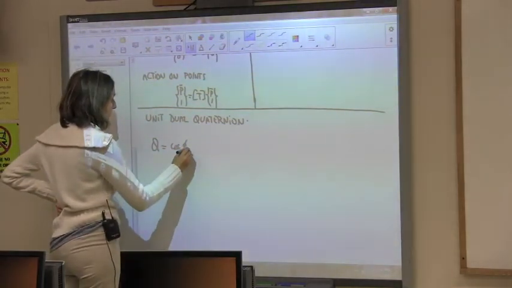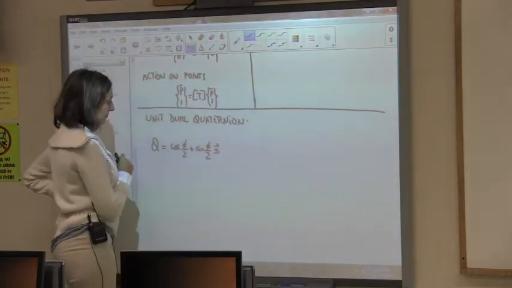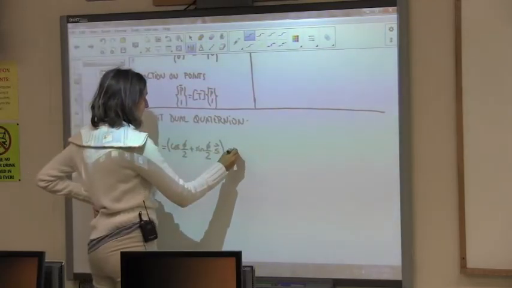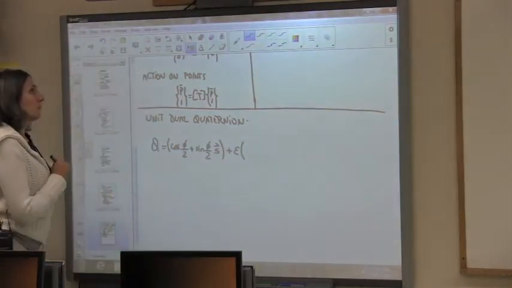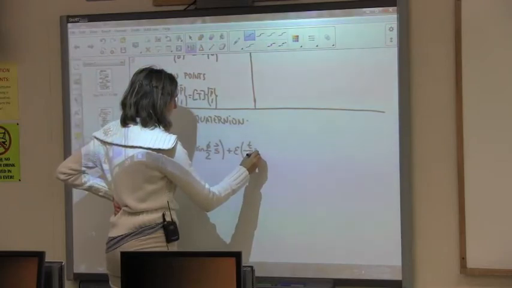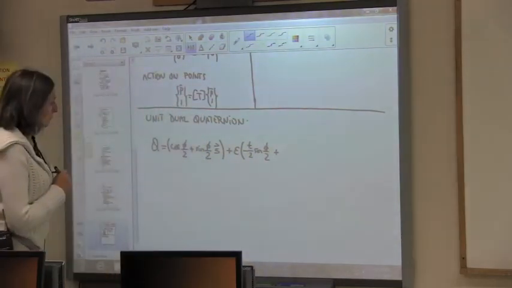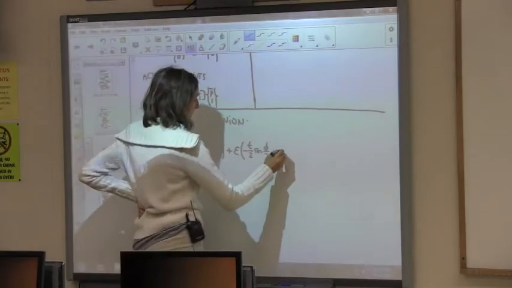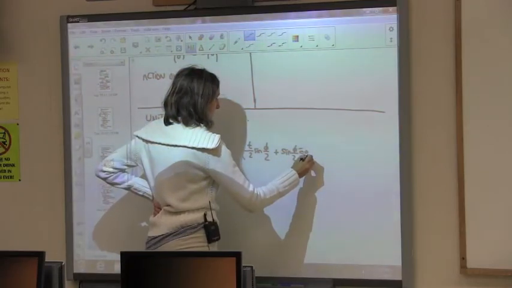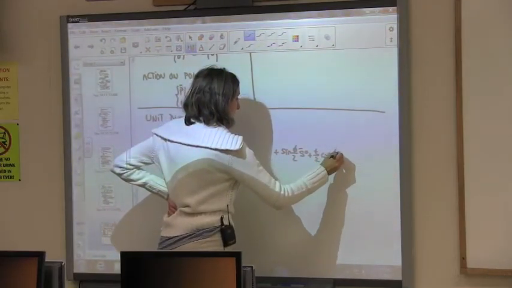cosine phi divided by 2 plus sine phi divided by 2 S. This would be like the first quaternion, plus epsilon, minus t divided by 2 sine of phi over 2, plus sine phi over 2 S0 plus t divided by 2 cosine phi over 2 S.